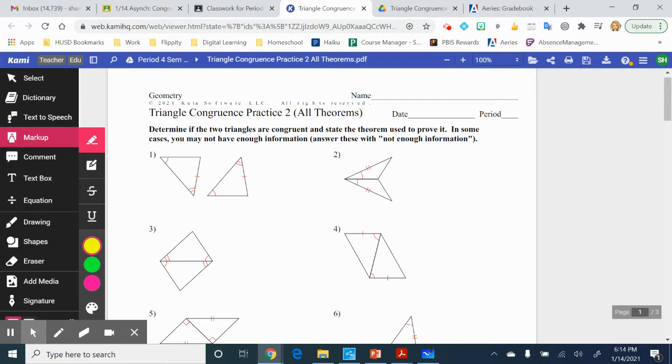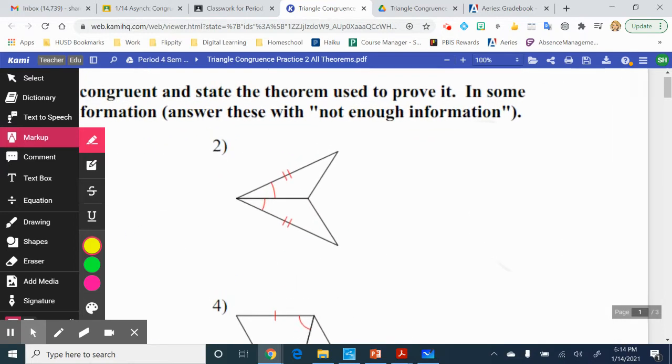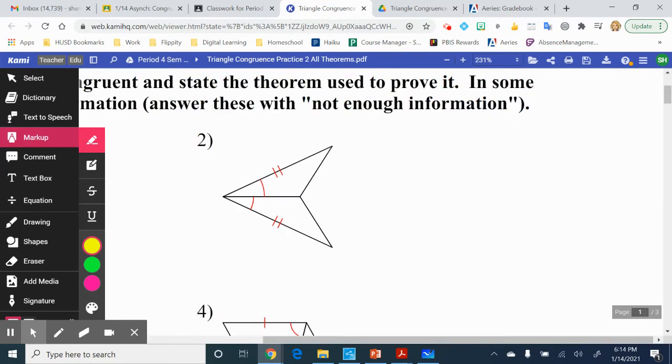It says determine if the two triangles are congruent. If they are congruent, state the theorem used to prove it. So sometimes there's not enough information available to determine if it's congruent. So it is possible that you might have to put not enough information.